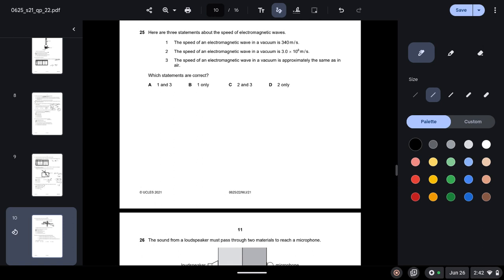Here are three statements about the speed of electromagnetic waves. The speed of an electromagnetic wave in a vacuum is 340 meters per second. This is incorrect. The speed is 3 × 10^8 meters per second in air and in vacuum. So statements 2 and 3 are correct. So C.